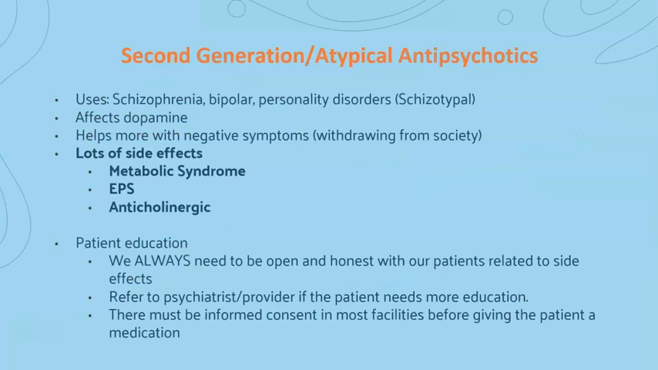Second generation atypical antipsychotics. So same thing, right? Same uses: schizophrenia and bipolar personality disorders such as schizotypal. They affect dopamine, and I missed this on here, they also can affect serotonin.